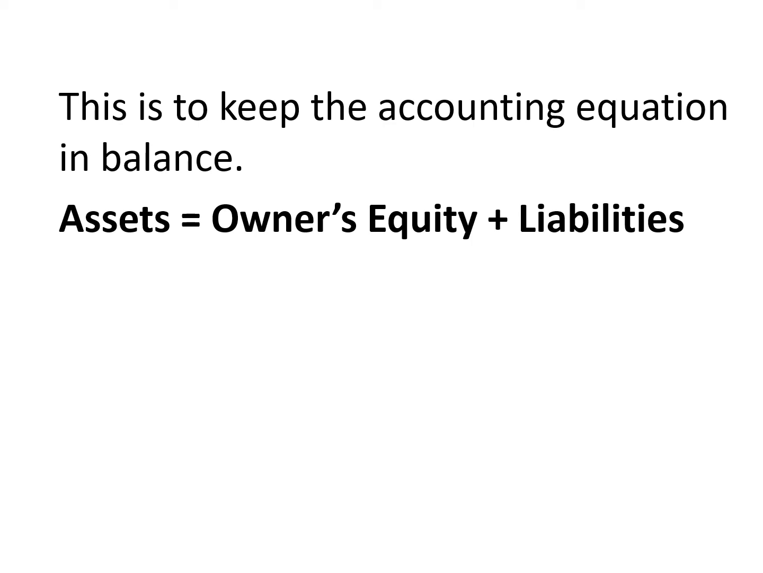Look at this equation. Assets are equal to owner's equity plus liabilities. That's why both sides are equal. The asset side is equal to the liability side. On the liability side, we have owner's equity and outsider liabilities.